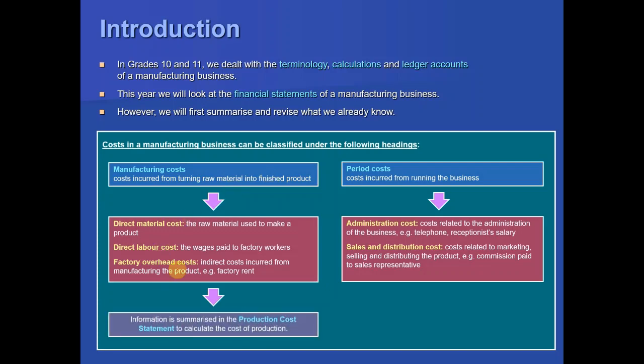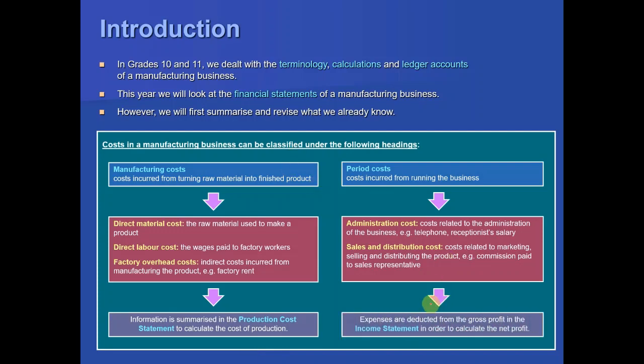So the manufacturing cost, this information is summarized in what we refer to as the production cost statement, where we calculate the cost of production. And the period costs, these expenses are deducted from the gross profit in the income statement in order to calculate the net profit.